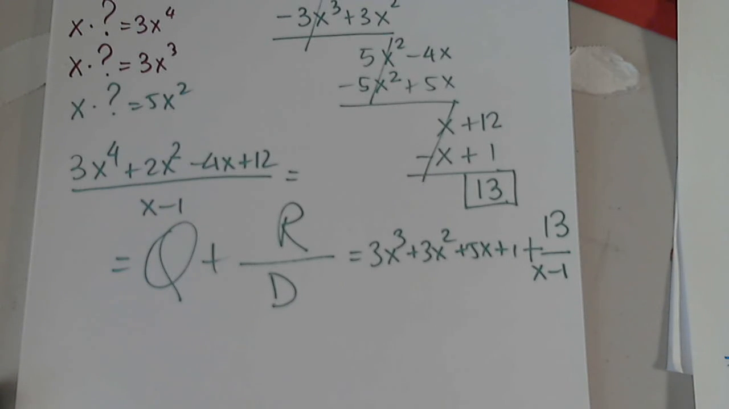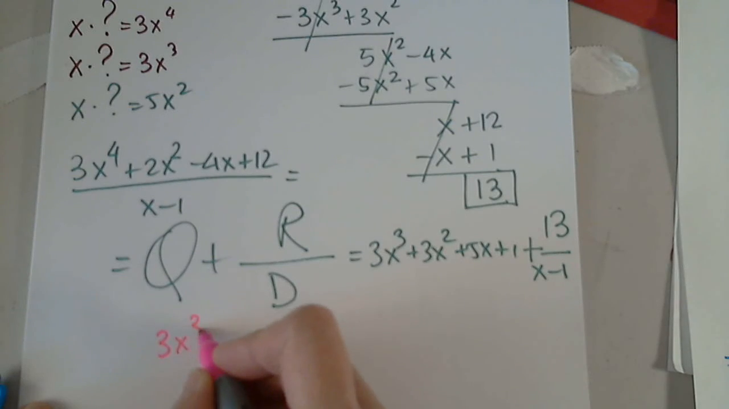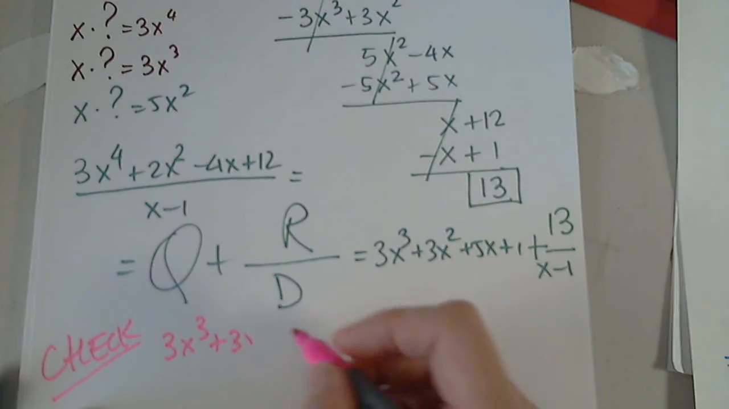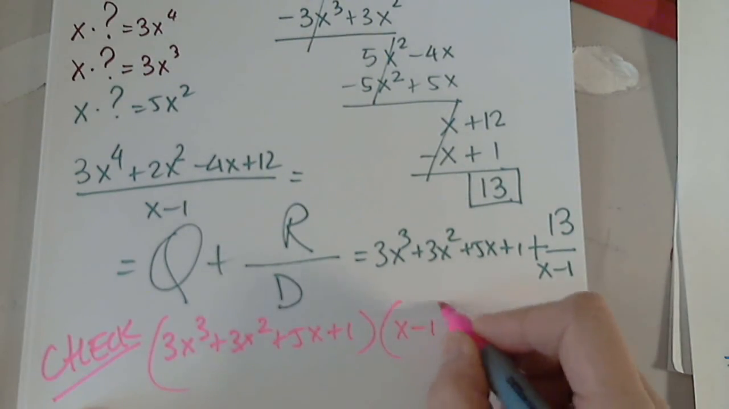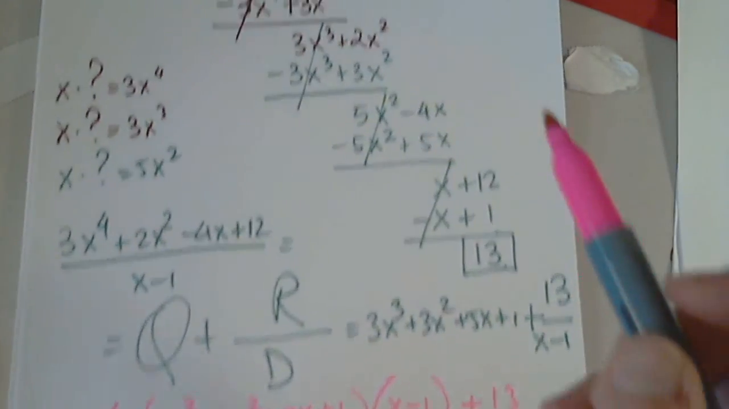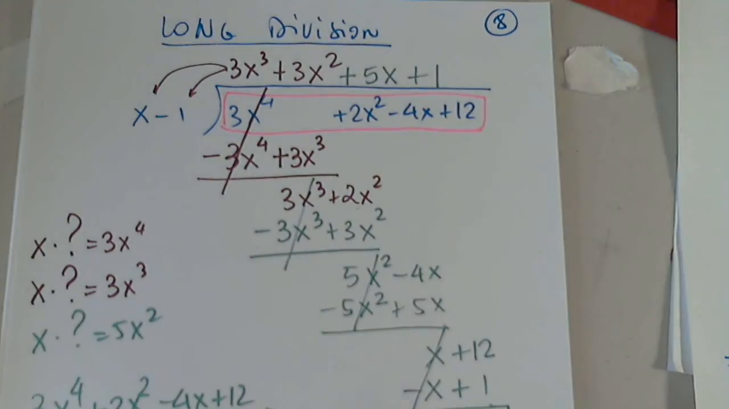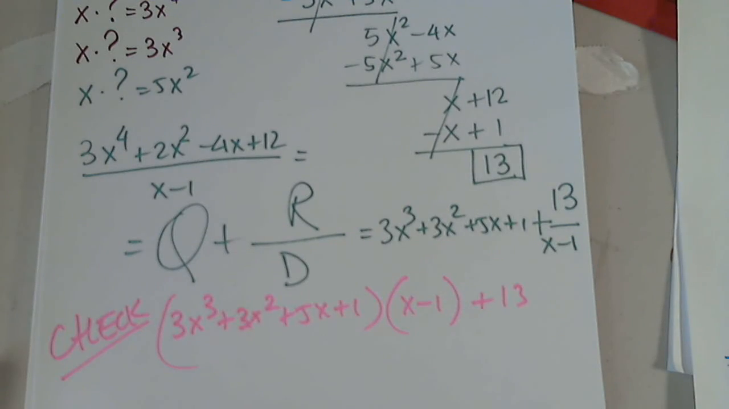And you can say, are you sure? And I'll say, maybe not. And I will check. I'll multiply this by this and add 13. So if I want to check: 3x cubed plus 3x squared plus 5x plus 1 multiplied by x minus 1 and plus 13. If I do not get the polynomial from the numerator, then I'll say, oops, I have to go back and reassess and do it from scratch.